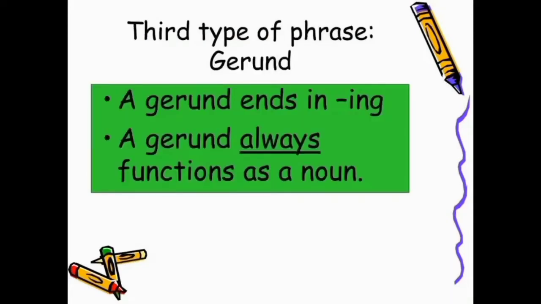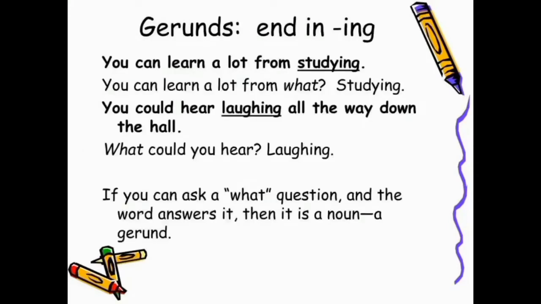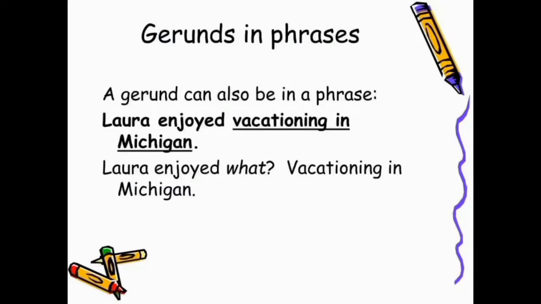So, the third type of verbal phrase is the gerund phrase. It is a phrase consisting of a gerund and any modifiers or objects associated with it. A gerund is a noun made from a verb root plus ing, a present participle. Example of a gerund ending in ing. You can learn a lot from studying. So, the gerund there is studying. It can also be in a phrase. For example, Laura enjoyed vacationing in Michigan. Vacationing in Michigan is the gerund phrase.